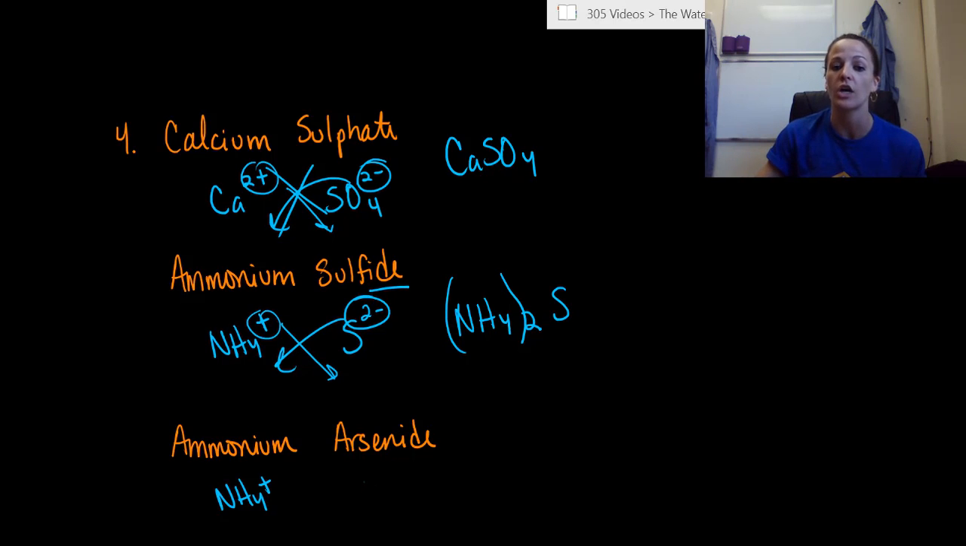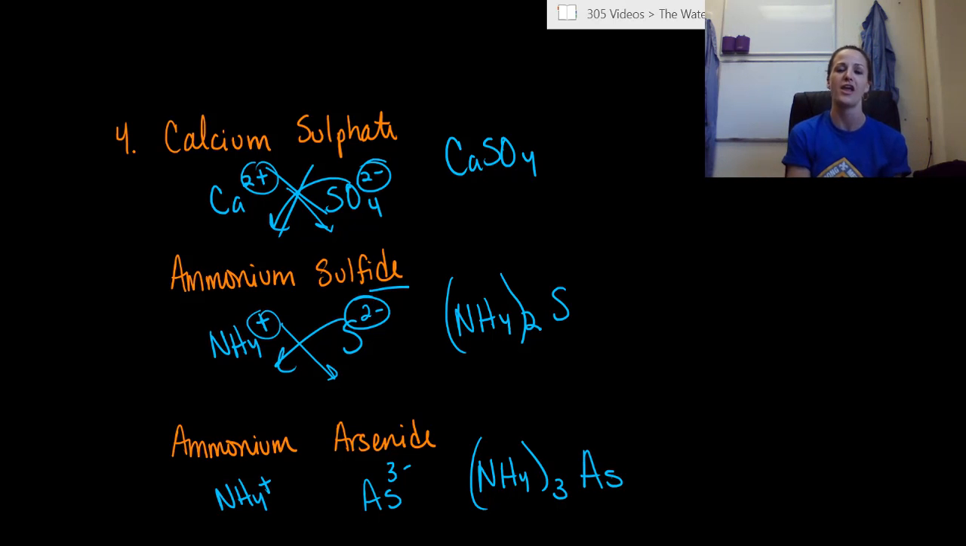Arsenide. This used to be arsenic. Arsenic is in group 5. It's directly under phosphorus, under nitrogen, which is going to have a 3 minus charge. So just like before, you swap your superscripts, they become your subscripts. So we have NH4 parentheses. Make sure we have that 3 As. Okay? Pretty straightforward, but it's something you have to practice.